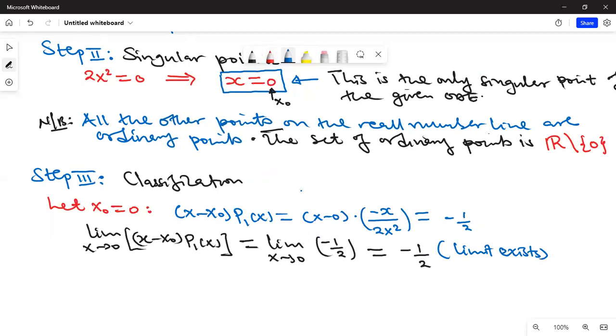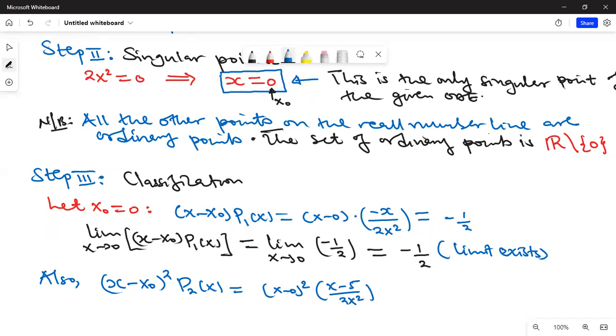Let's also work out the other function. We now need x minus x naught. Now you square it. Don't forget to square when you're multiplying it by p2 of x. So this is the same as x minus 0 squared times our p2, which was x minus 5 over 2x squared. And so that will mean that we have x minus 5 over 2 when you simplify.